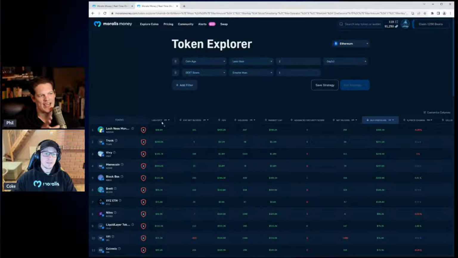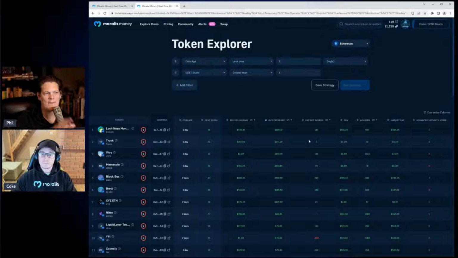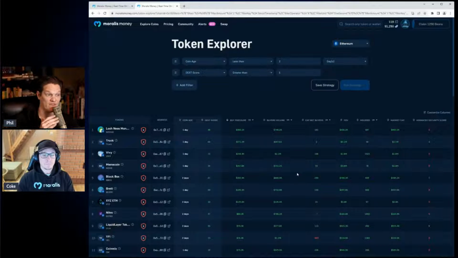Let's put it on buy pressure. As I understand it, Coke, and correct me if I'm wrong here, that buy pressure figure can be either positive or negative. And when we see that it's positive, that means that people are buying the token, right? But if it's negative, that means there's more being sold than being bought. Am I interpreting that correctly? Yeah, exactly. That's correct. Perfect.